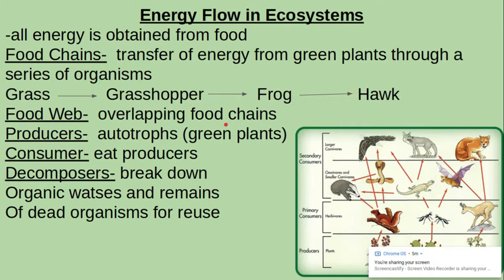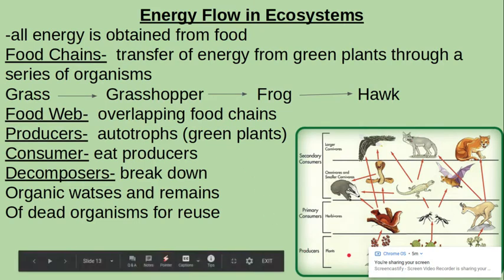A food web, you just put a bunch of chains together. If it's overlapping, we didn't have this closure and we were in school, there's a huge food web lab we'd be doing. Producers, autotrophs, they're always at the bottom, the green plants. Your consumers, they're going to eat the producers.